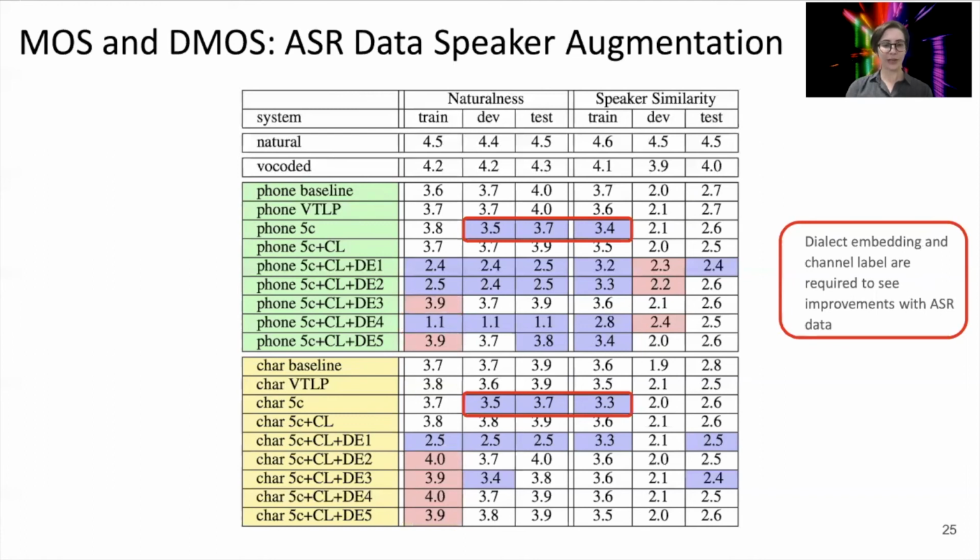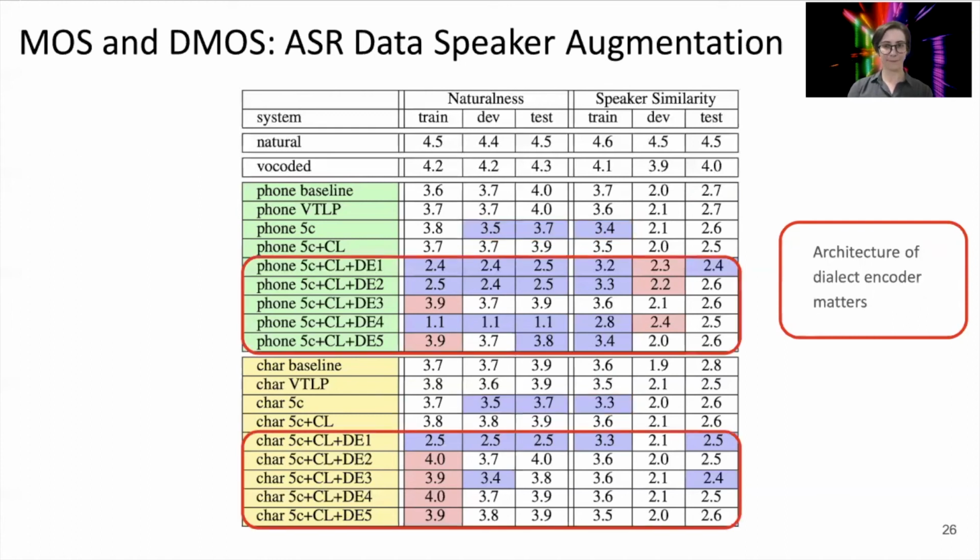We also found that simply using low-quality data without also modeling channel or dialect worsens results. We need to model channel and dialect factors also if we want to use noisy data effectively. Finally, the use of dialect embeddings does not consistently result in improvements. The type of dialect encoder has an effect on synthesis.